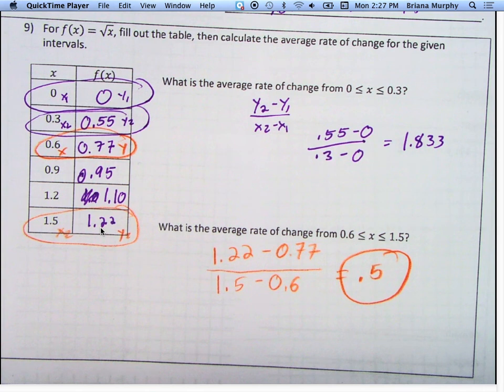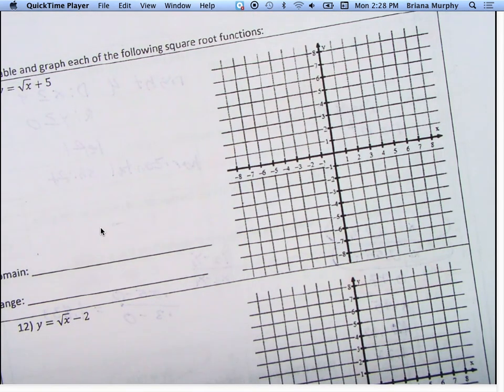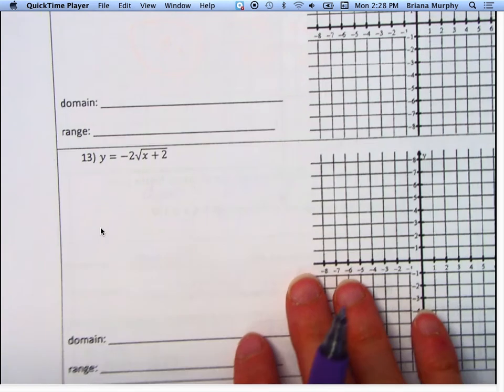You good? Everybody's got the answers now at least for those? Just figuring out the slope. Okay. So instead of doing 11, let's skip to 13. Let's move down to 13.